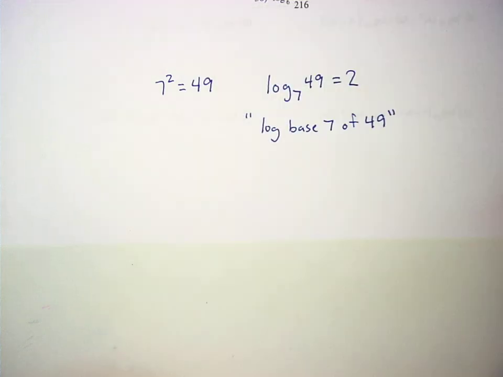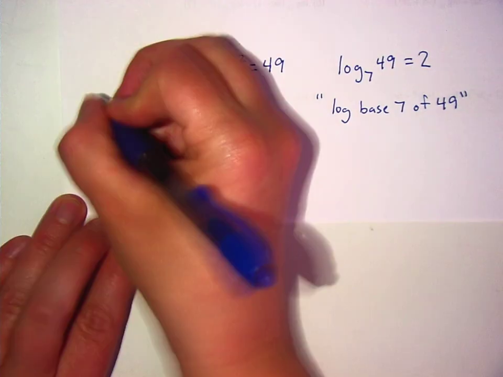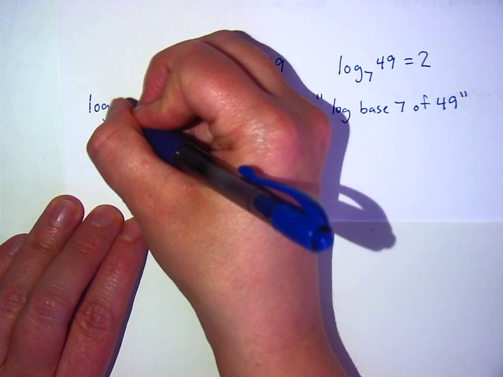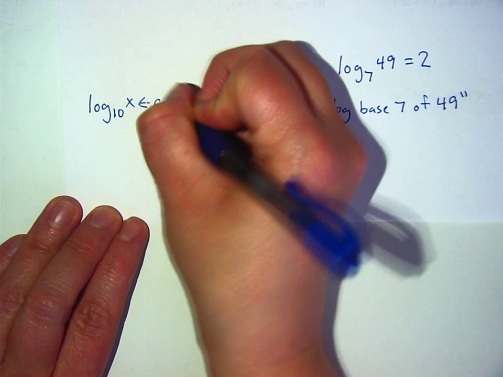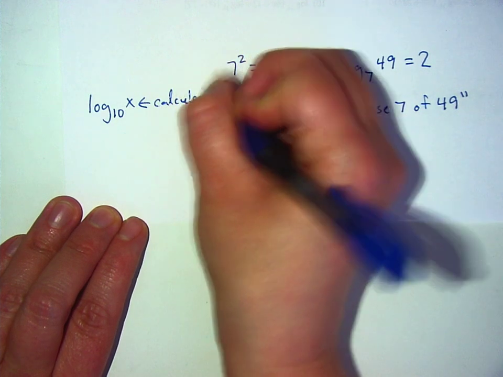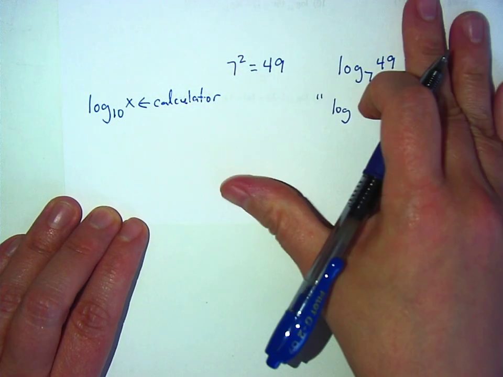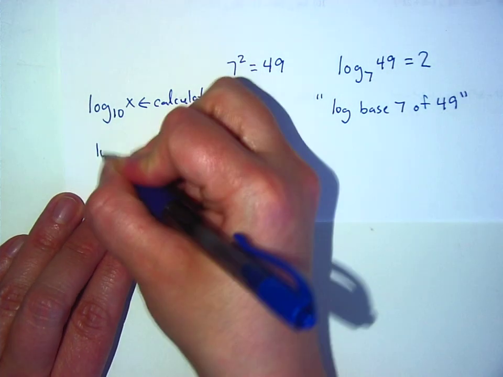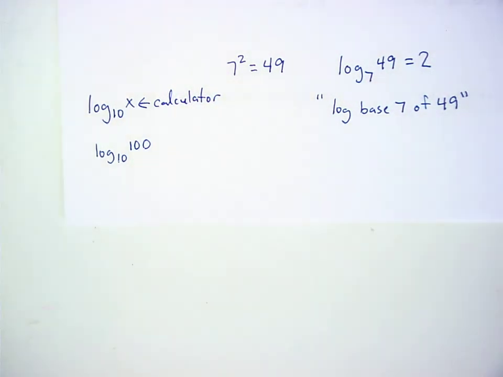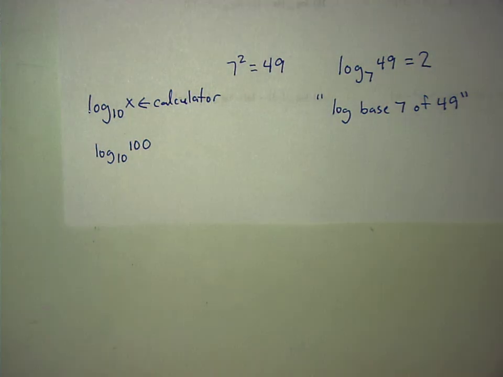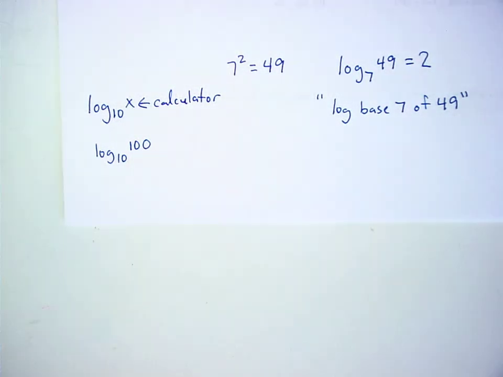But there's something called the change of base rule. So first of all, we'll write that your calculator is in log base 10. Your calculator is always doing base 10. So what would this answer be? Log base 10 of 100. 10 to the power of what makes 100? Nope. 2. 10 squared is 100.